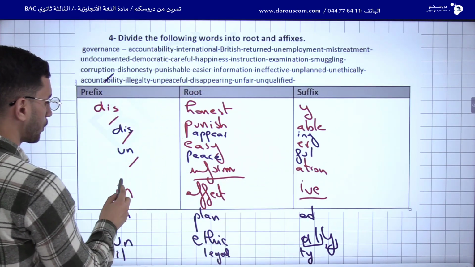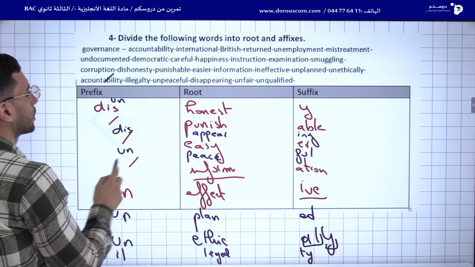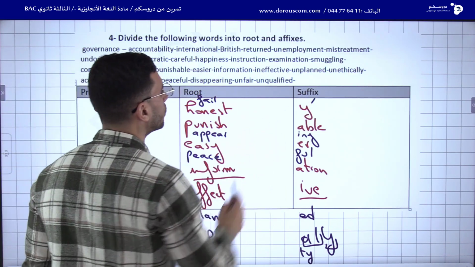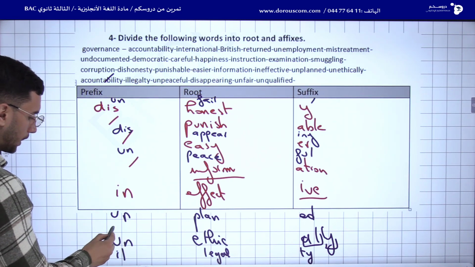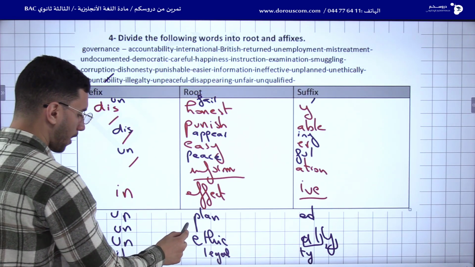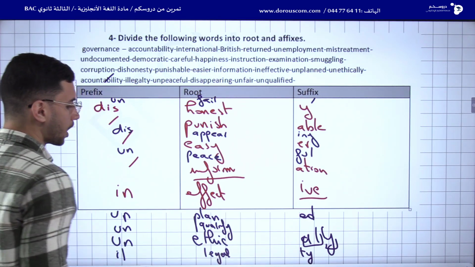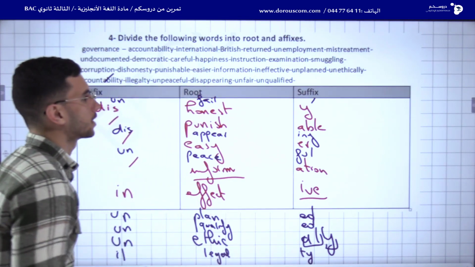We have unfair. Unfair: we have un as a prefix, and we have fair as a root, and no suffix exists. The last one is unqualified. We have un as a prefix. We have qualify as a root, and we have ed as a suffix.